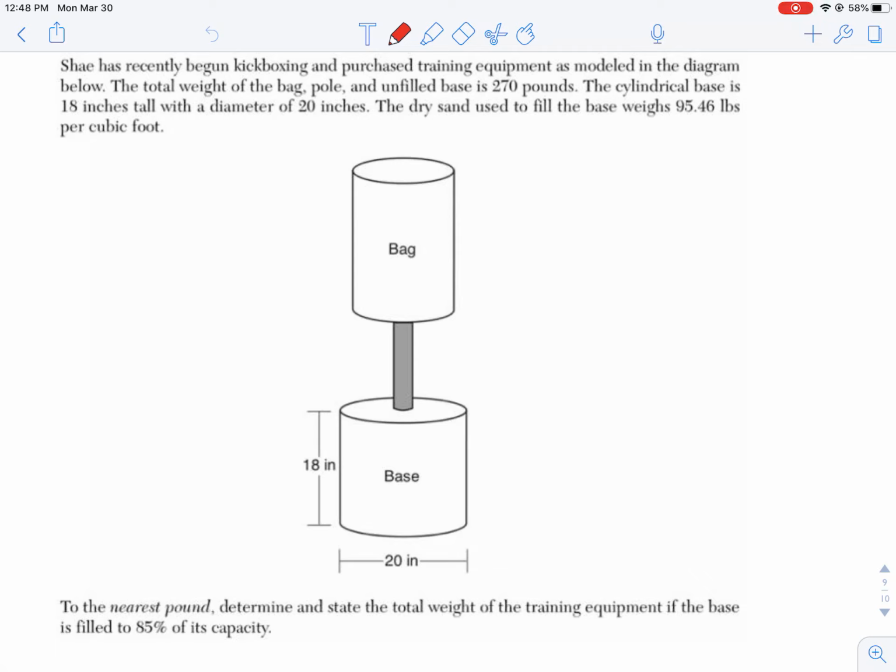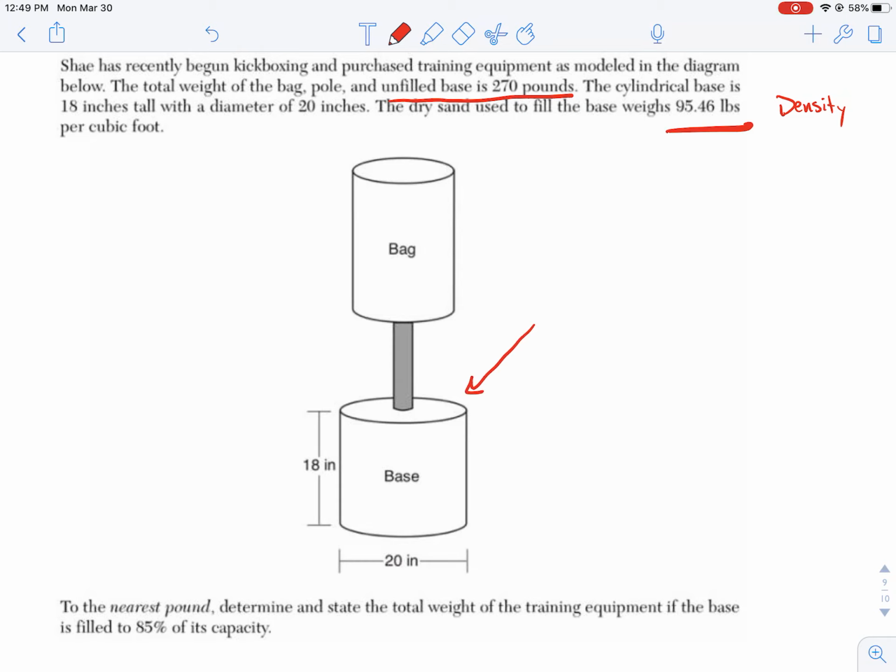All right. So, Shay has recently begun kickboxing and purchased training equipment as modeled in the diagram below. The total weight of the bag, pole, and unfilled base is 270 pounds. The cylindrical base is 18 inches tall with a diameter of 20 inches. The dry sand used to fill the base weighs 95.46 pounds per cubic feet. Okay, so this right here is its density.